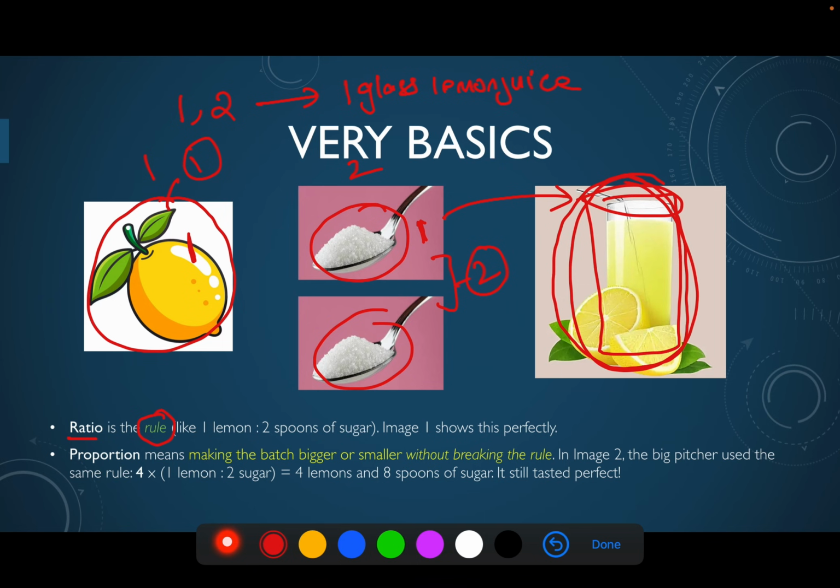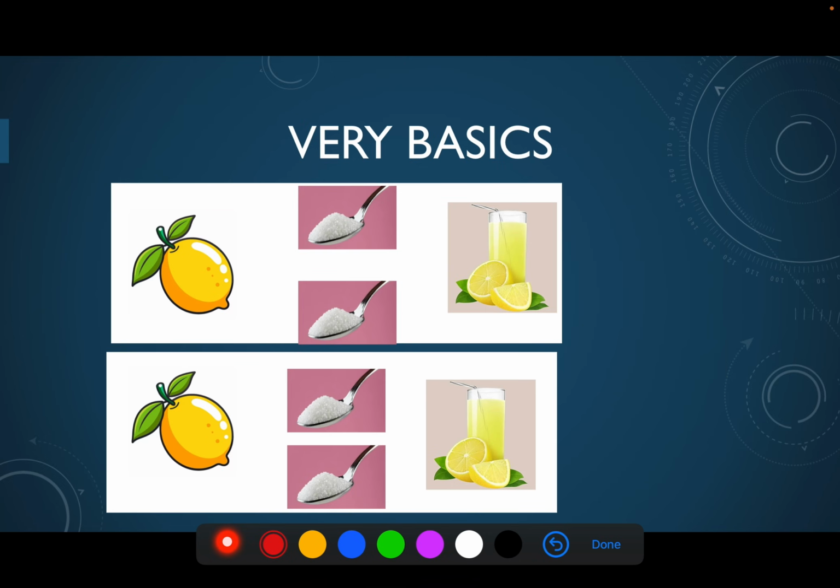So here, see the next thing. Now you have an issue that 1 glass of lemon juice is not sufficient. Then what will you do? You will make one more. So 1 glass, second glass, total 2 glasses. But for the first glass, 1 lemon, 2 spoons, and for the second glass, 1 lemon, again 2 spoons. If it is 1 glass, 2 glasses, you will do it like this.